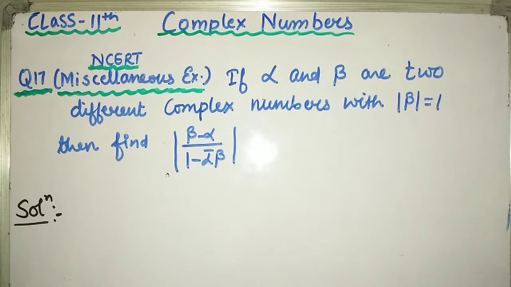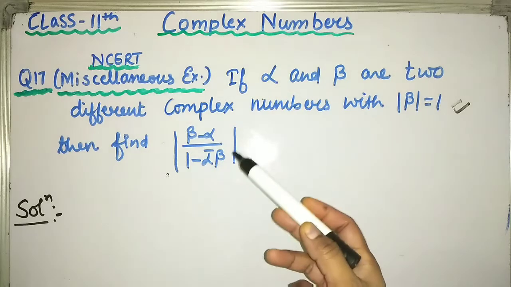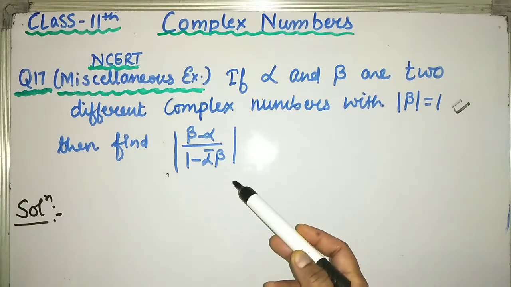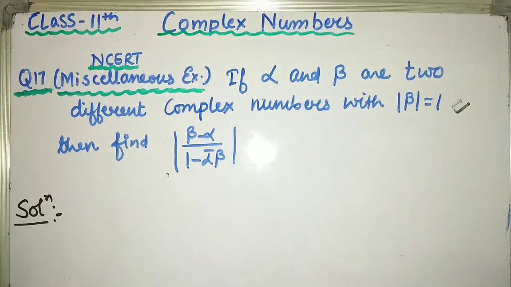I have taken one question from the miscellaneous exercise, question number 17. It's a quite important question. If alpha and beta are two different complex numbers with modulus of beta equal to 1, then find the value of modulus of (beta minus alpha) upon (1 minus alpha conjugate beta).